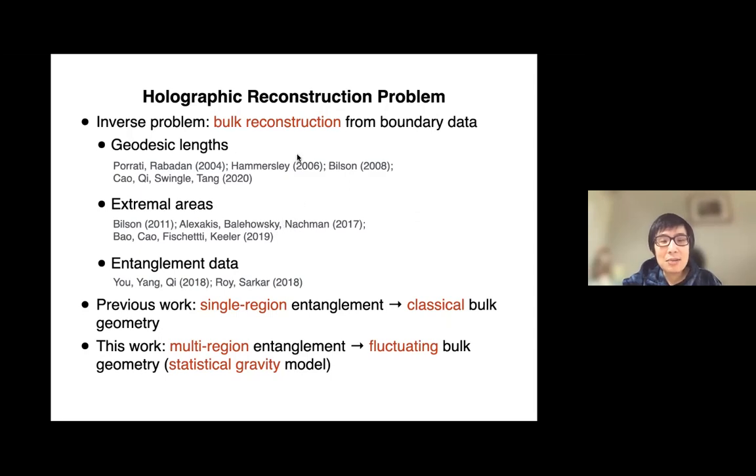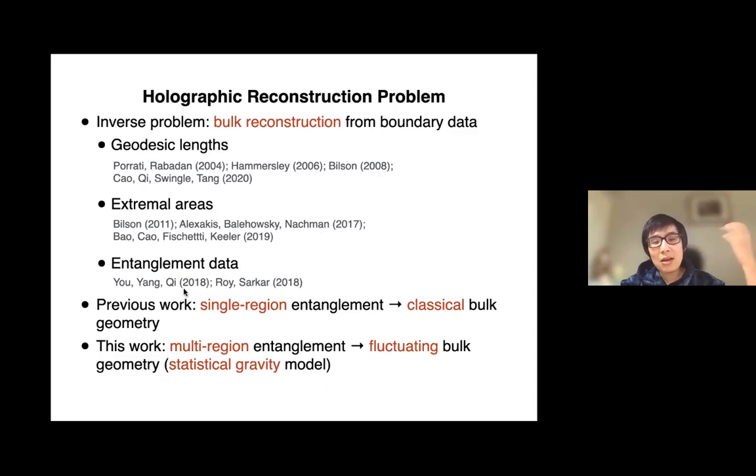And then some approach based on geometric quantities, like if I know all the data of geodesic lengths measured from the boundary, or if I know all the extremal surface area also measured from the boundary, or if I know the entanglement data, that means the entanglement entropy in different regions of the quantum systems, can I reconstruct the bulk geometry? So that's basically the question.